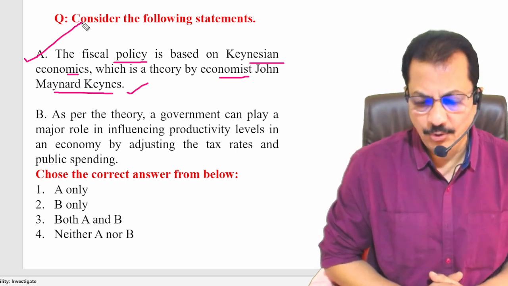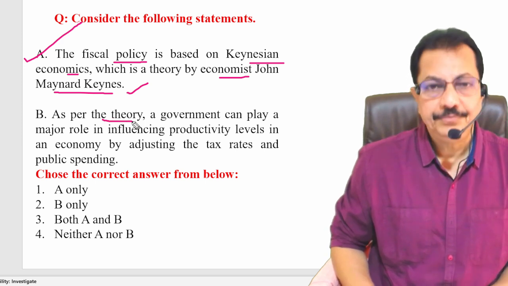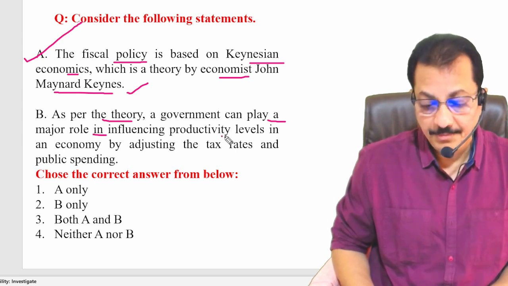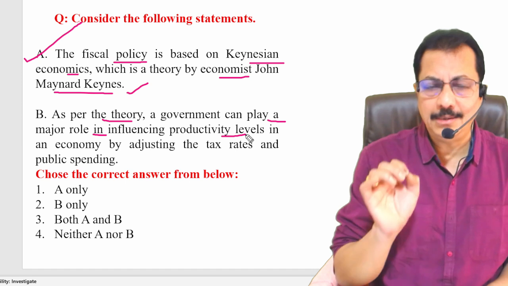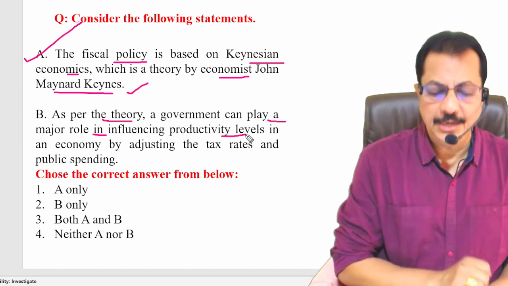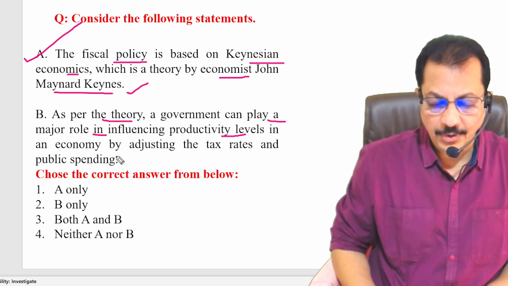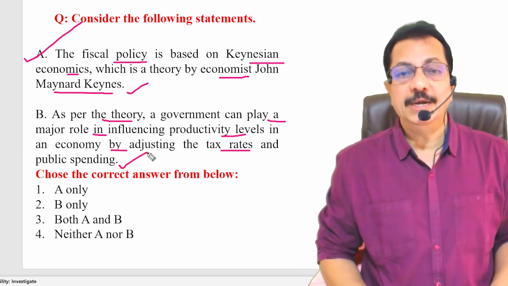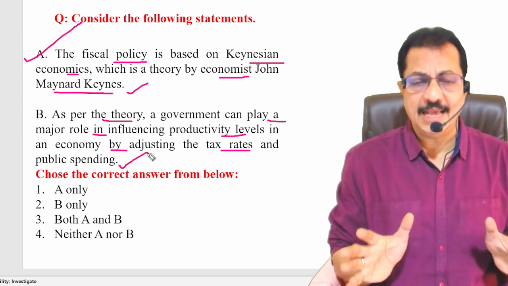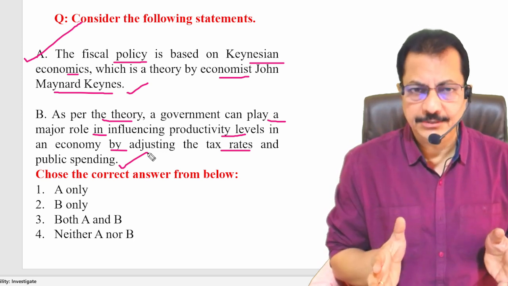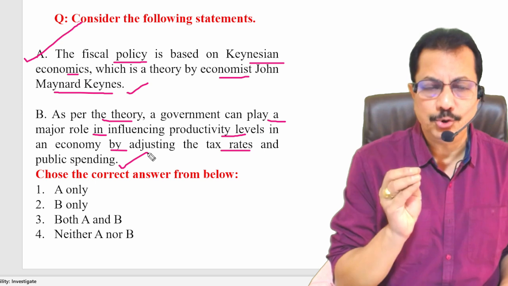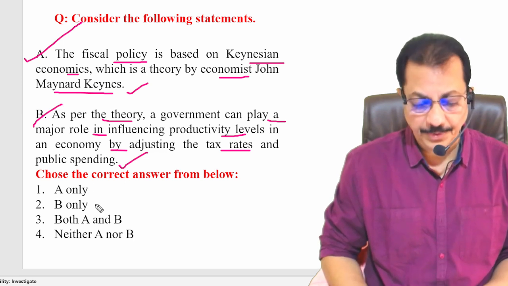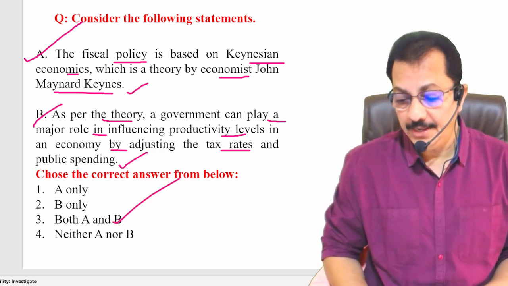But what do you mean by Keynesian economics? As per this particular theory, government can play a major role in influencing productivity levels. Meaning, according to this theory, government can play a major role in influencing the productivity levels of an economy. How? By adjusting tax rates and public spending. Public spending means government spending. So by adjusting tax rates, by adjusting the spending mechanism, the government can play a major role. That is the theory of the Keynesian. So both the statements are correct, and obviously our answer should be option 3. Am I clear? Very important.